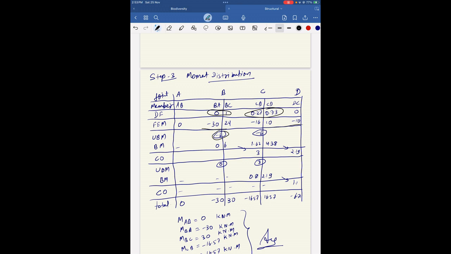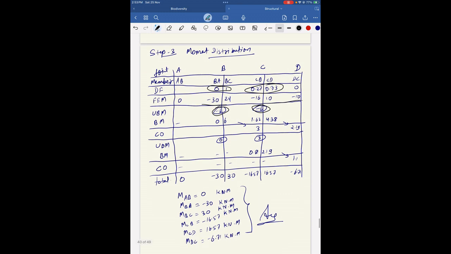Then at B, unbalanced moment is negative 6 and negative 6. Then we balance the moment according to distribution factor, it is 0 and 6. Here it is 1.62 and 4.38. Then carryover moment is here. This moment does not carry over to this end because B is a pinned roller support and A is open, so no moment is carried on the B side at C.